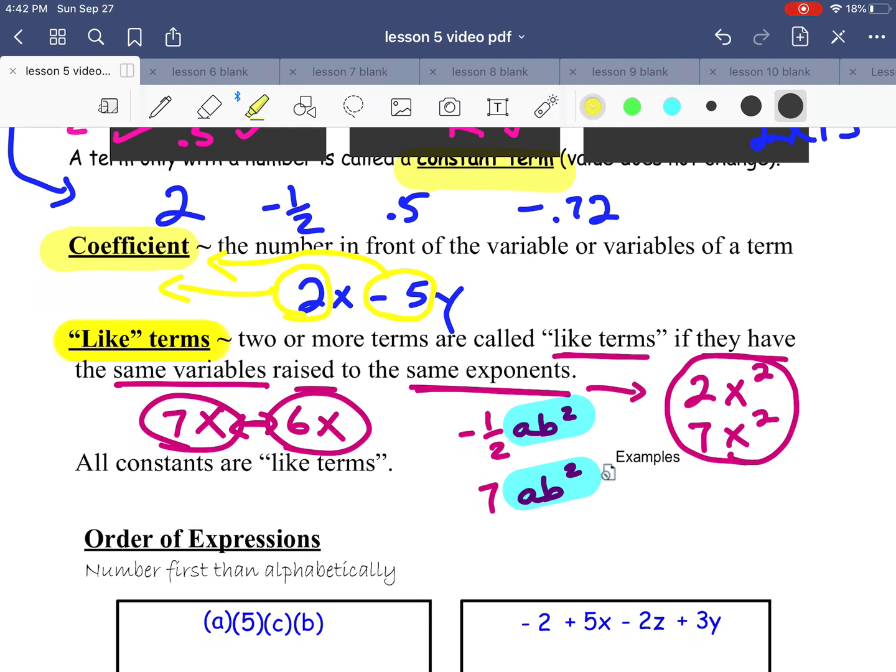When we look at constants, numbers by themselves, they're just numbers. They're like terms. They go together. So for example, your 2, your negative half, your negative 7, those you can actually just put them all together. They're like terms. Constants.